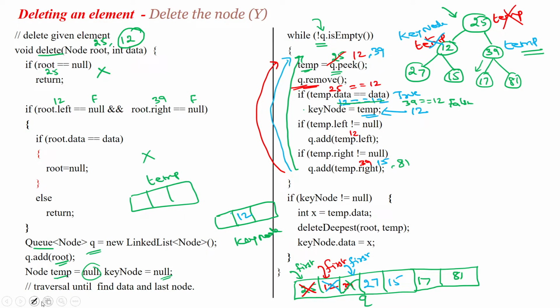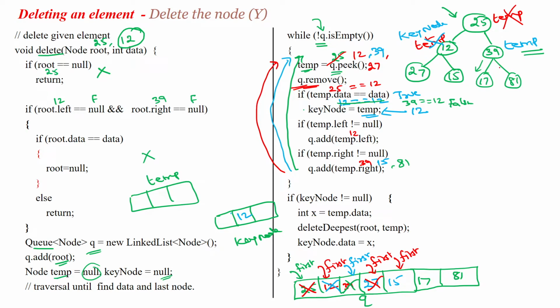So now the Q value, the first value in the Q, is 27. After removing the 39, this will become first. So 27 is removing from the queue now. Once it is removed, now first is 15. So now we are checking.